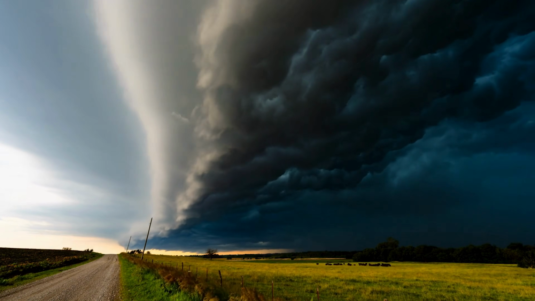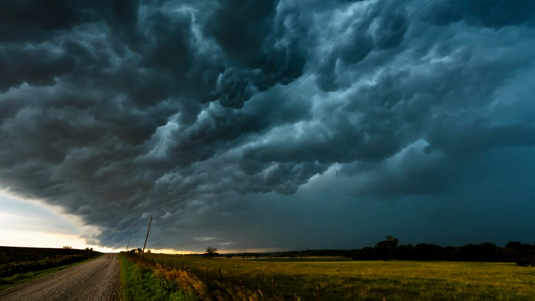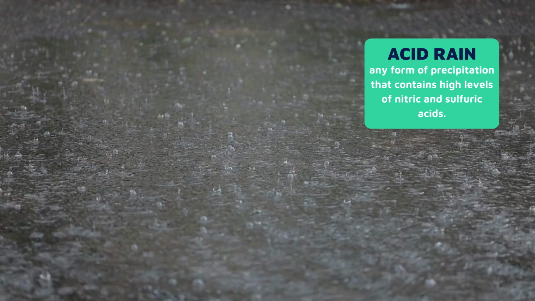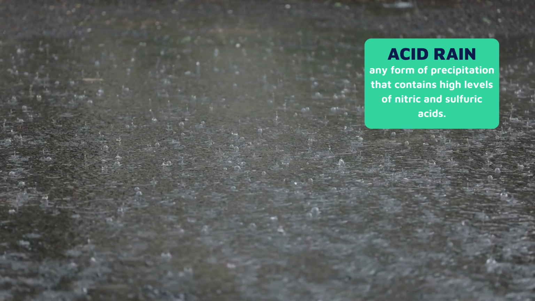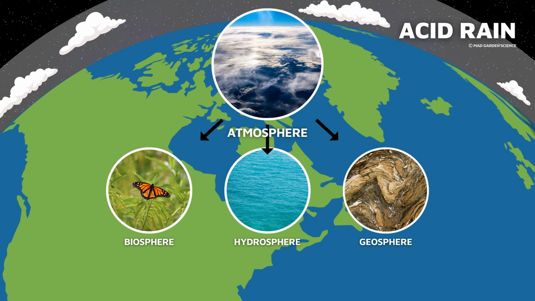Once those chemicals and substances are in the atmosphere, they become part of the water cycle. Acid rain is defined as any form of precipitation that has a pH less than 5.6. So this isn't terrifying, burn-your-skin acid rain. Acid rain moves pollution from the atmosphere to the other three spheres.